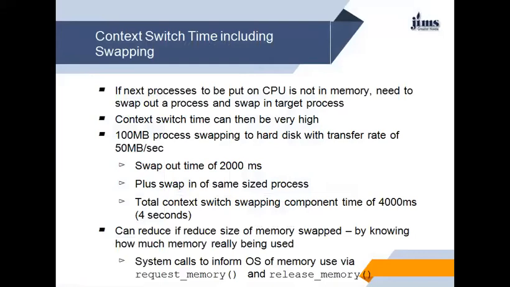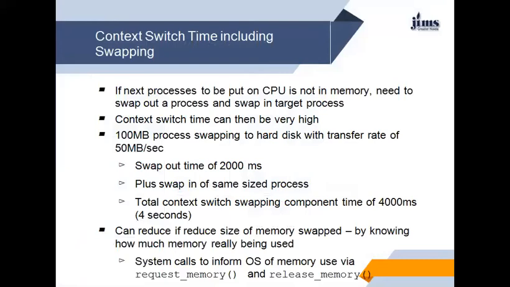Take a 100 MB process swapping to a hard disk with a transfer rate of 50 MB per second. The swap out time will be 2000 milliseconds, plus swap in of the same size process. So the total context switch swapping component time is 4000 milliseconds. That is 4 seconds.